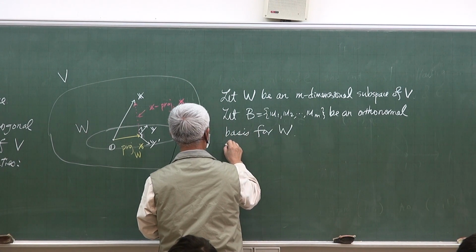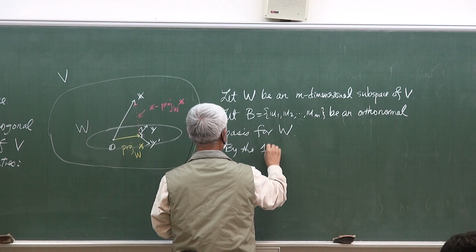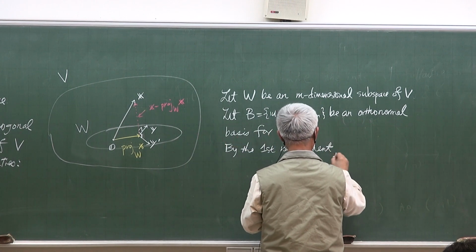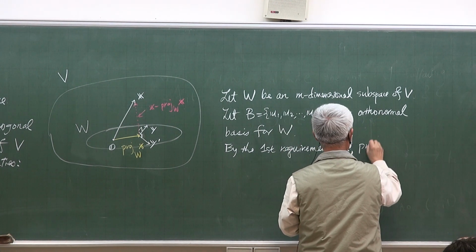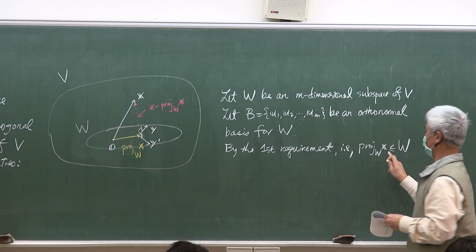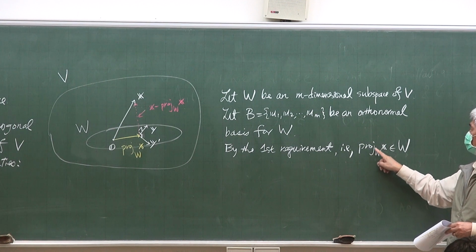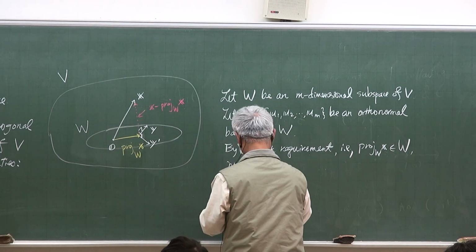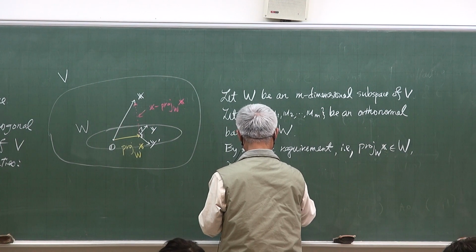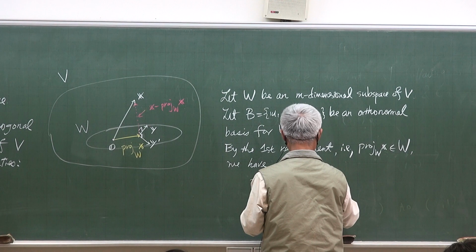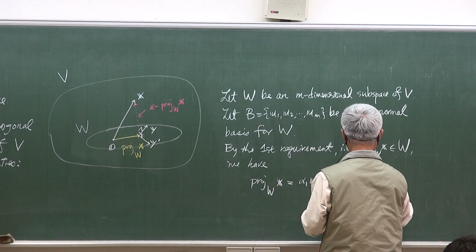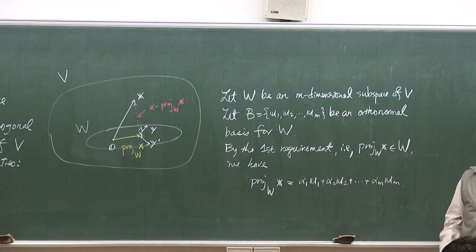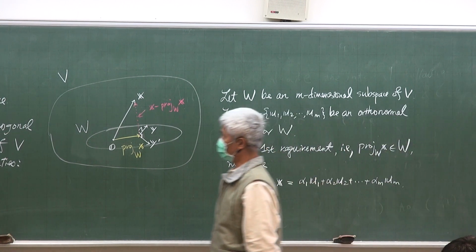Now, by the first requirement, i.e., the orthogonal projection should be in W. So the orthogonal projection of X onto W should be in W. We have that the projection of X is equal to alpha 1 U1 plus alpha 2 U2 plus ... plus alpha m Um. By the first requirement.